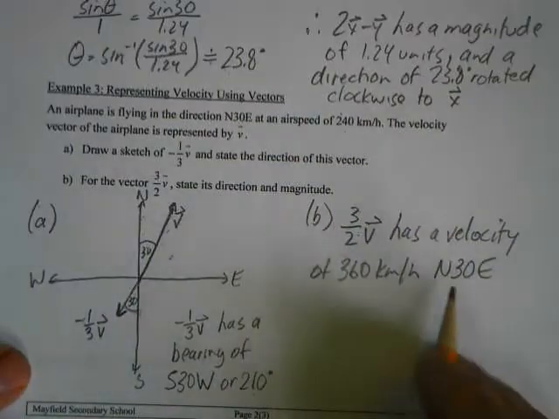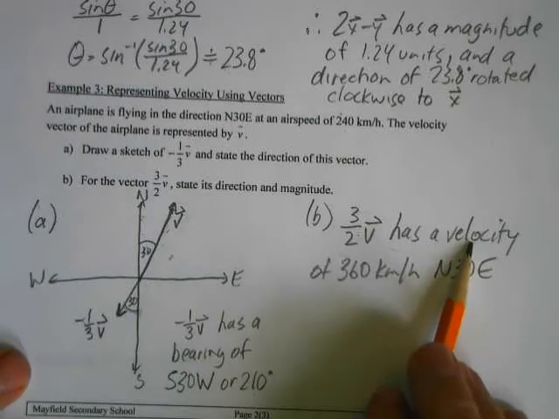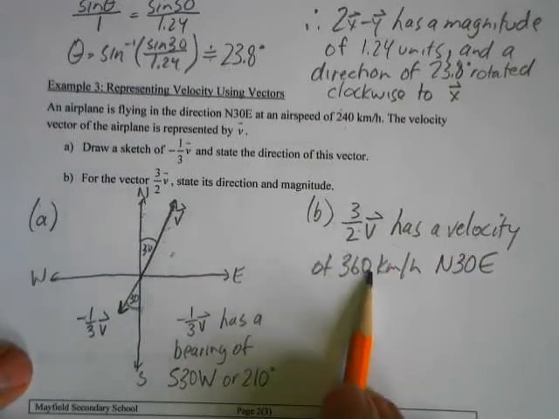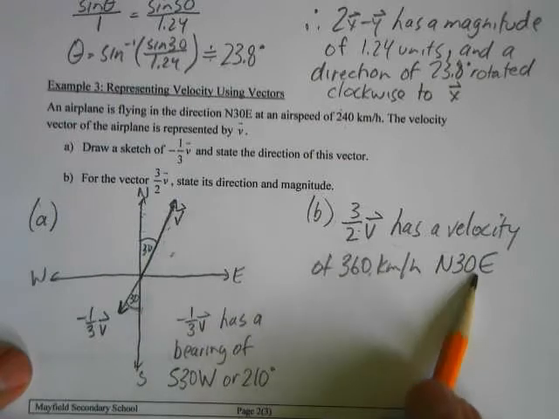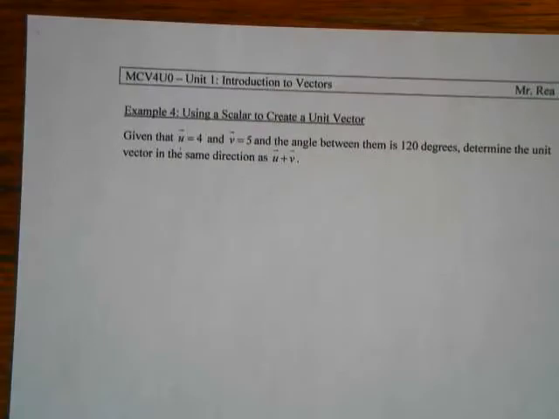Okay, so I don't have to break this off. When I say velocity, we know it's a vector. Vector has magnitude and direction, and we've stated both things. Okay, let's do one more example.